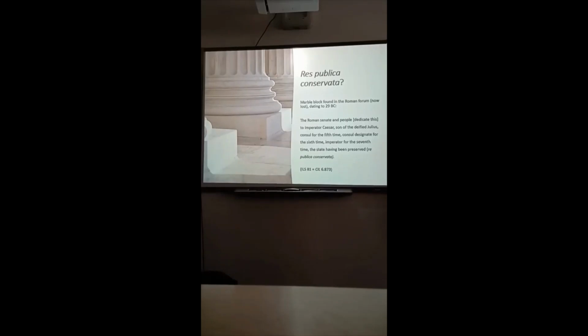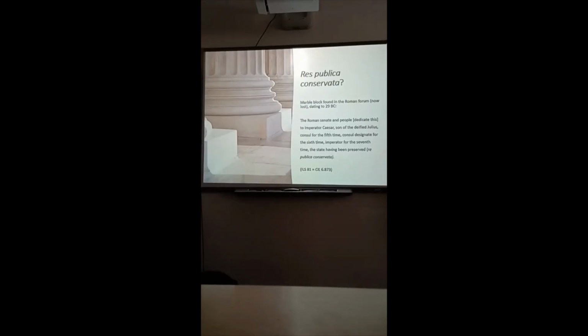The Roman Senate and the people dedicate a building, or a monument, that we no longer have, to Imperator Caesar, son of the deified Julius, consul for the fifth time, consul designate for the sixth time, Imperator for the seventh time, the state having been preserved. There seems to be the Senate and the people in 29 buying into the idea that he has indeed restored the res publica, whatever that means in reality.